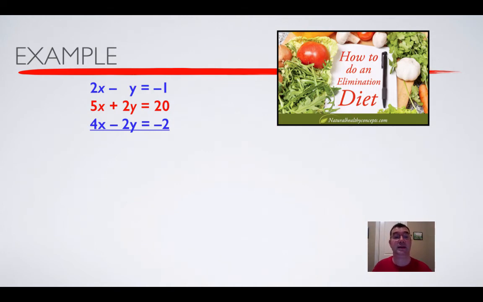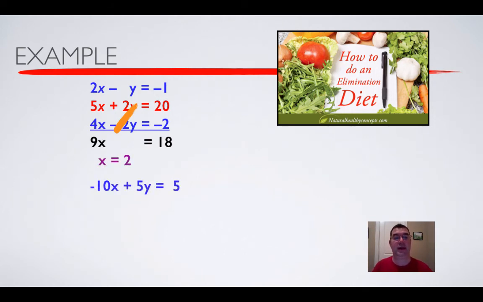Now if you notice, in the second line, that plus 2y, the red plus 2y, and in the third line, the minus 2y, those are opposites of each other. So now if I add the second line and the third line together, those cross out, and I get 9x equals 18. So if I divide by 9, x equals 2.